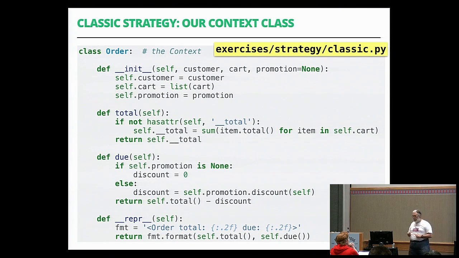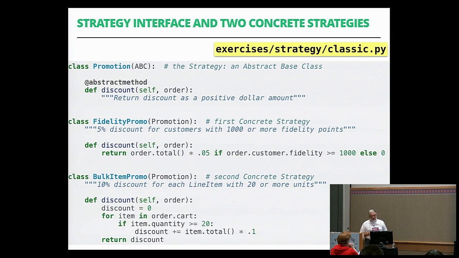All right, so this is the context, and this is the strategy interface. In Python 3, you can create abstract base classes by subclassing ABC, which is a class from the abc module. And you also mark the methods that are abstract with the decorator abstractmethod.